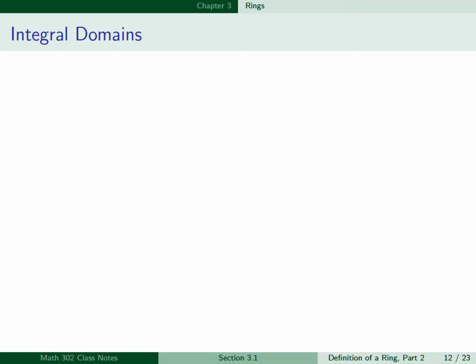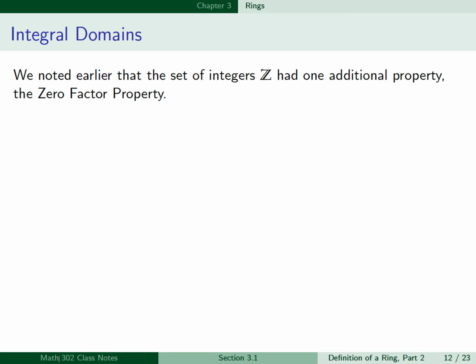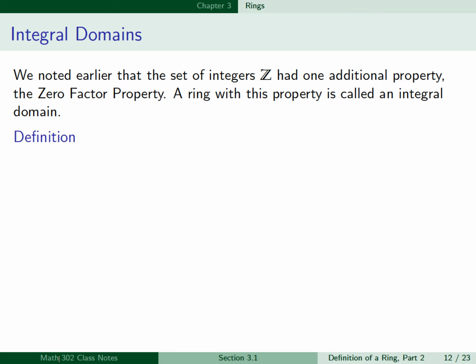Okay, next we want to talk about some additional special types of rings, and the first is integral domains. Now we noted earlier that the set of integers Z had one additional property that we haven't talked about in this section, the zero factor property. So a ring with this property is called an integral domain. So here's our formal definition.